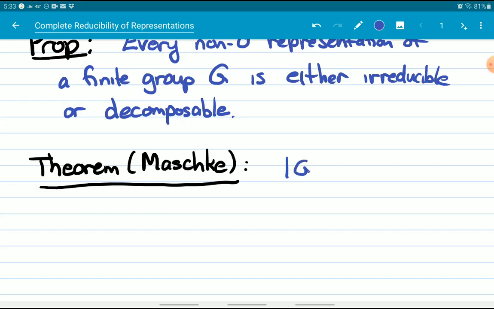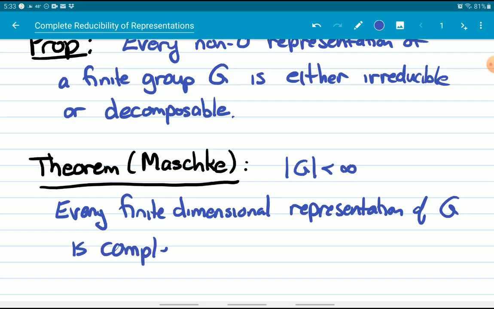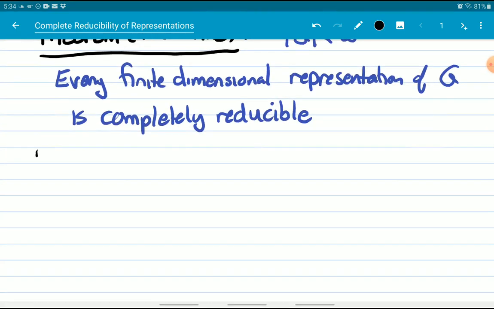So G is going to be a finite group, and the statement is that every finite dimensional representation of G is completely reducible, is equivalent to a finite direct sum of irreducible representations. This is sometimes called Maschke's theorem. We've basically done all the work.